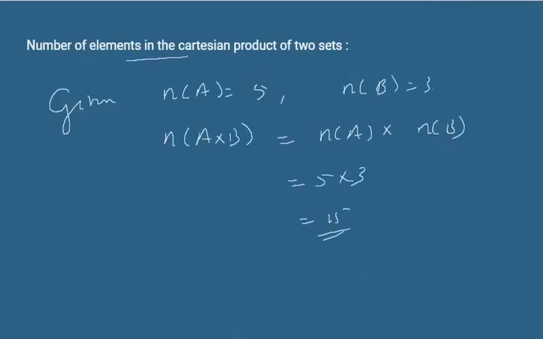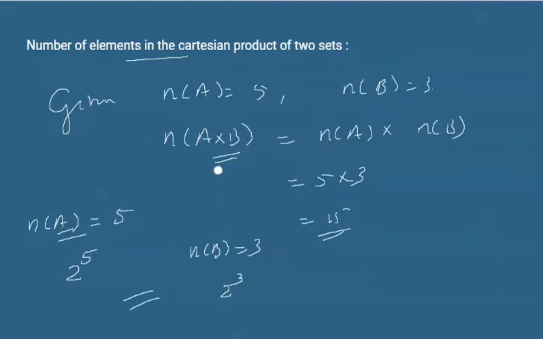So one more question I want to ask you. If n of A cross B is equal to 15, how many subsets are there for A cross B? Let us recall, if the number of elements in set A is equal to 5, there will be 2 raised to 5 subsets for A, isn't it? Here n of B is equal to 3, so how many subsets are there for set B? It's very simple, 2 raised to 3. You know this because we already learned.